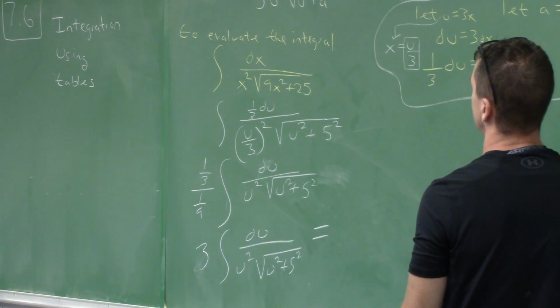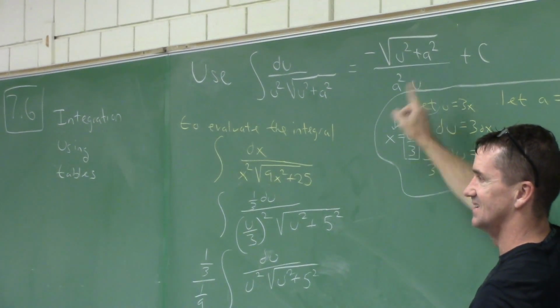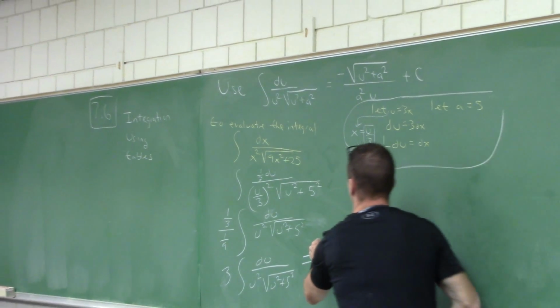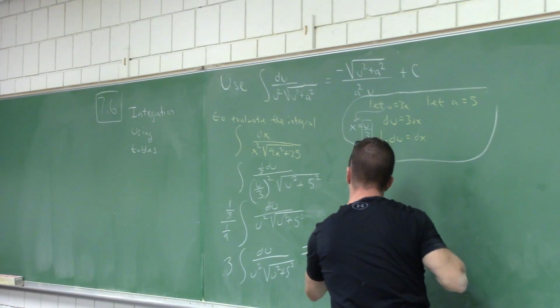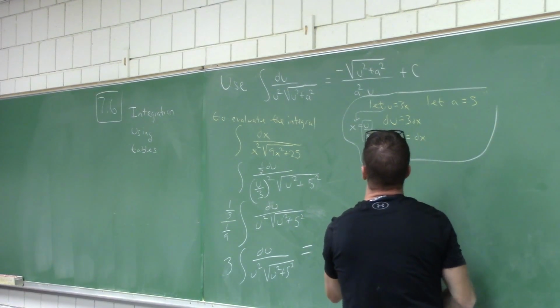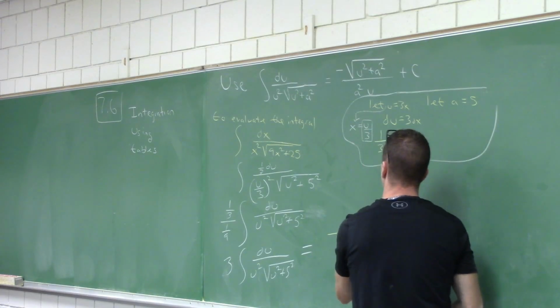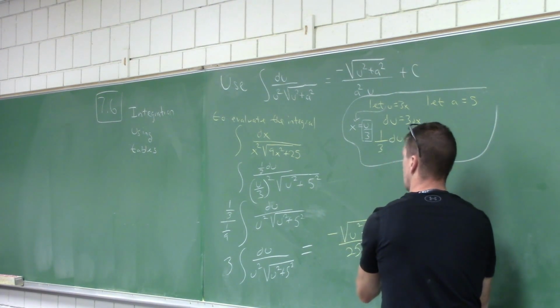Now it's time. Now we're going here. It's just giving us the solution. Let's type it out. What's it going to be? Write it out. Negative square root u squared plus 25 all over 25 and the letter what? U. Plus a constant, right?